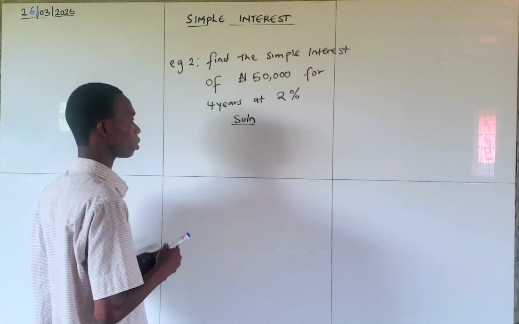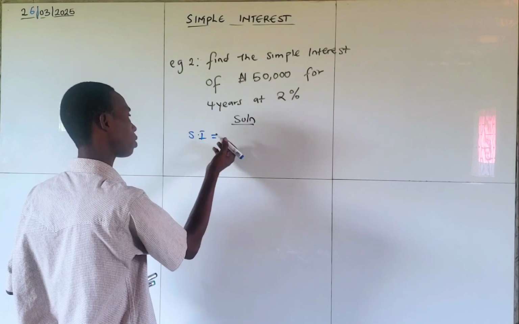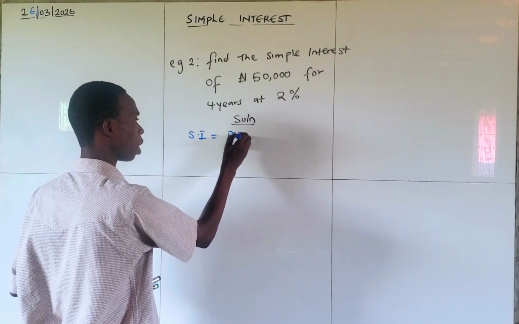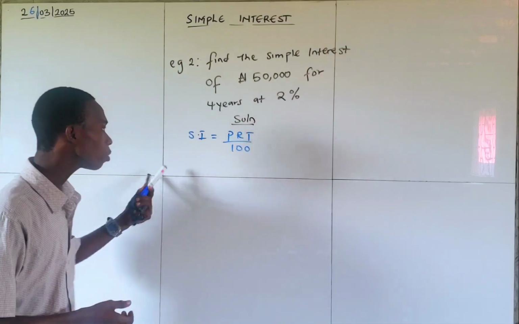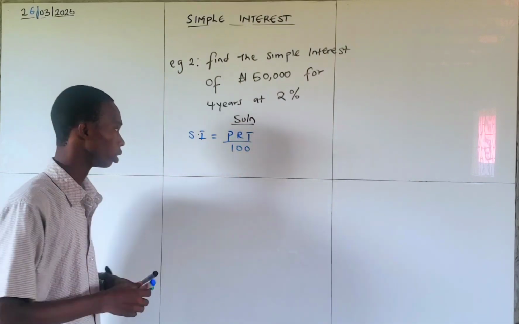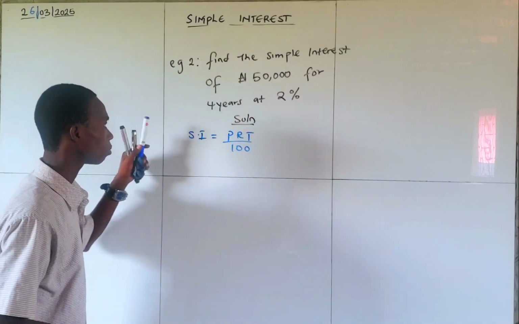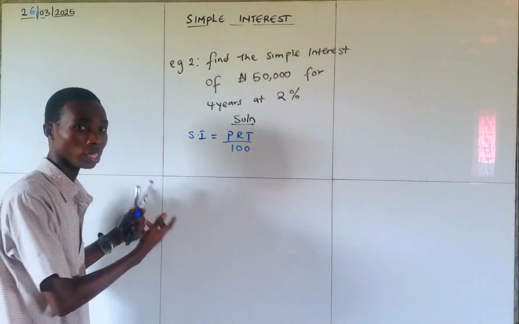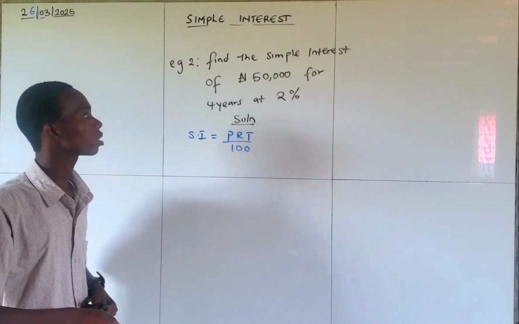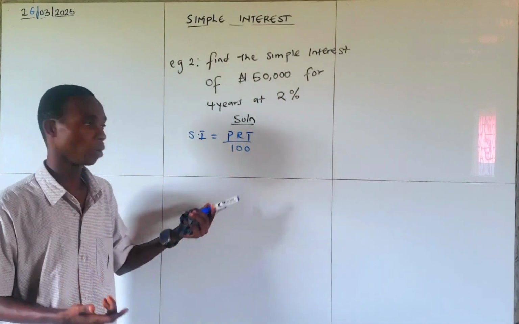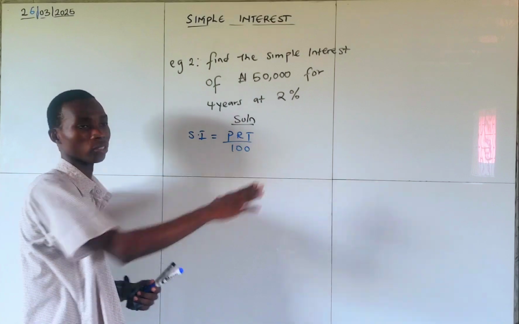So now, for simple interest, let's consider the following formula: SI, which is simple interest, equal to PRT over 100. Like I said, the SI means the simple interest, or you can just call it the interest. The P means the principal, the R means the rate, and T means the time, over the 100 that is constant here.